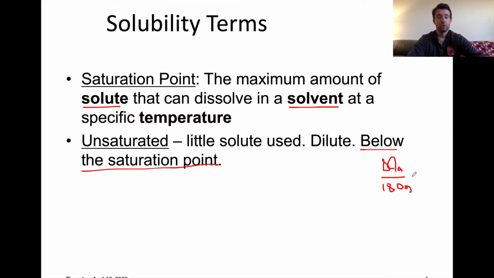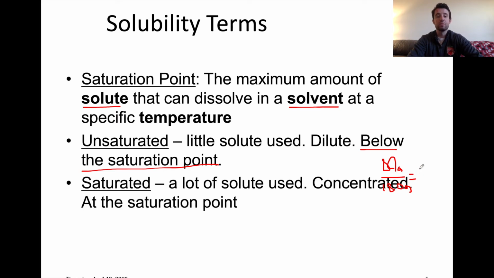So maybe you have 10 grams of sugar in water. That's unsaturated. Saturated is when you use a lot of solute. You have to be at that saturation point. So if 80 grams of sugar can dissolve in 100 grams of water, a saturated solution would have 80 grams of sugar. There you go.